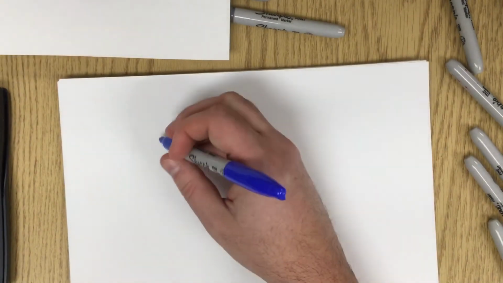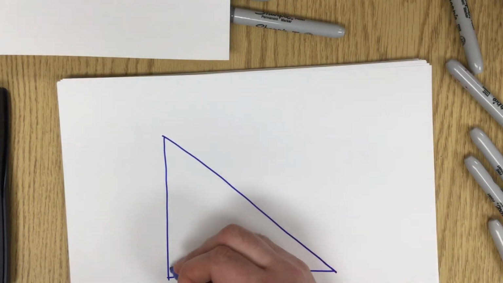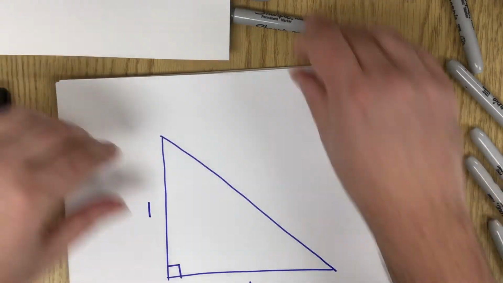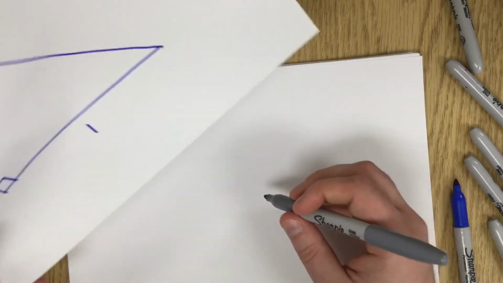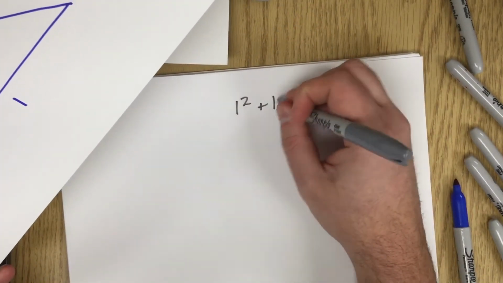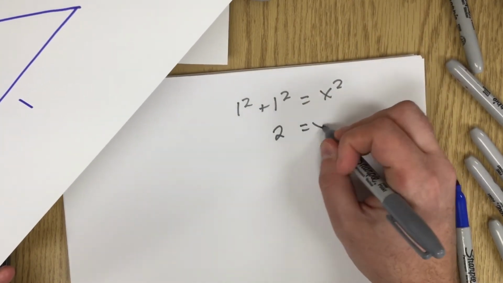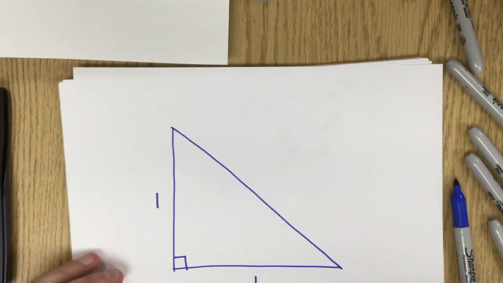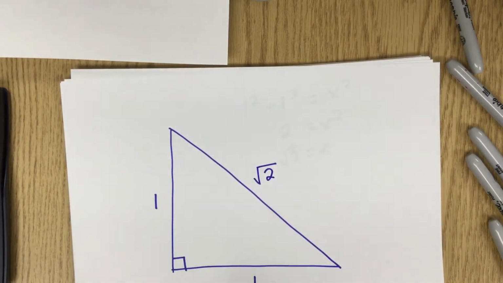We're going to make another special triangle. So this is actually going to be an isosceles triangle. We're going to say it's 1, 1. And I'll do some calculations on the back of the page for that one. So we know that 1 squared plus 1 squared equals the hypotenuse squared. So 2 equals x squared. So x equals root 2. So this tells us that the hypotenuse of this triangle is root 2.